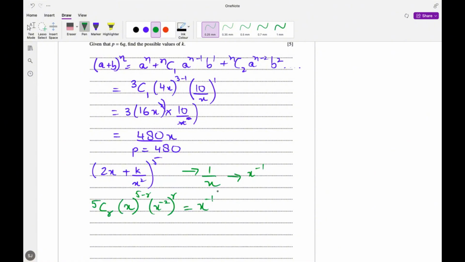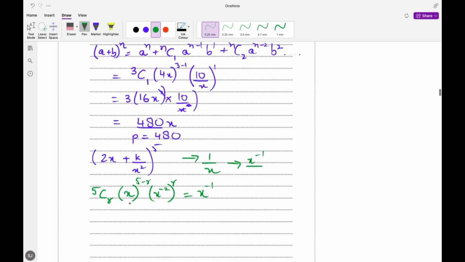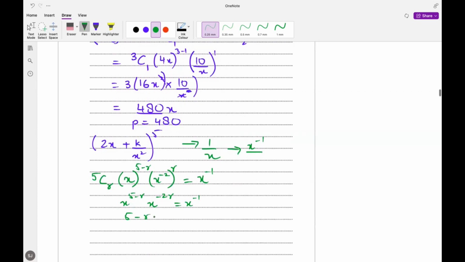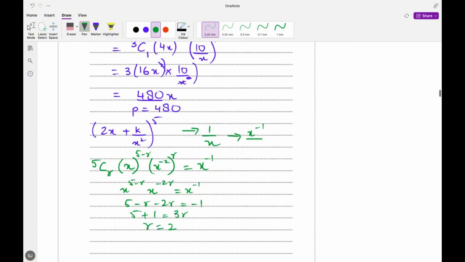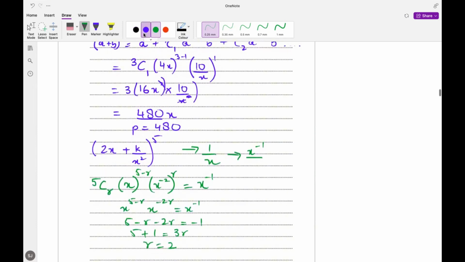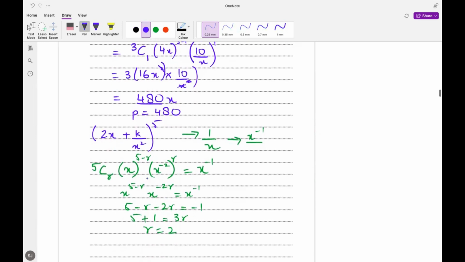As we are just looking to find the term in x to the power minus 1, we will not be using the constants. So this will become x^(5 minus r) into x^(minus 2r), which should be equal to x^(minus 1). So 5 minus r minus 2r will be equal to minus 1. We compare the powers now. So 5 plus 1 is equal to 3r, or r will be equal to 2. Now we could have directly guessed taking 5C2, but in case we are confused about how to find the term in 1/x, we can use this method as well.